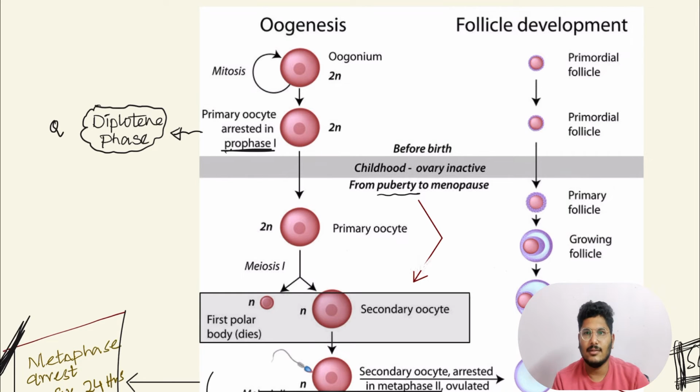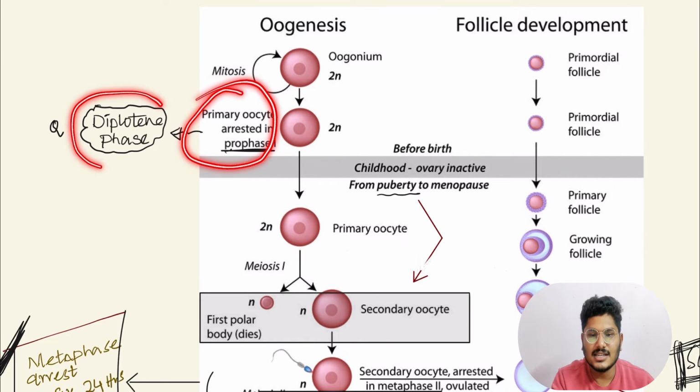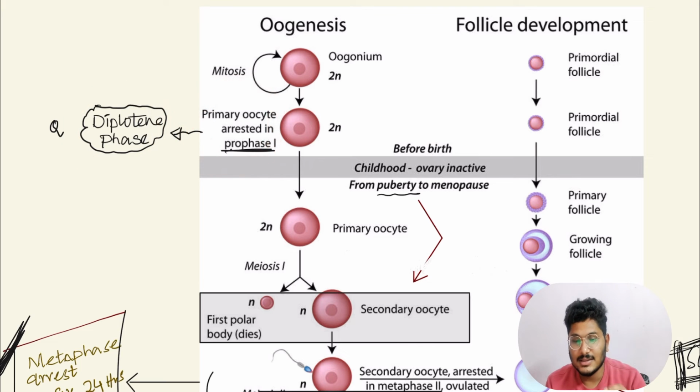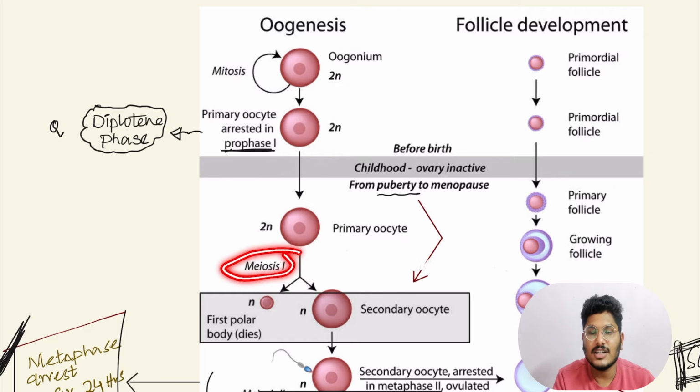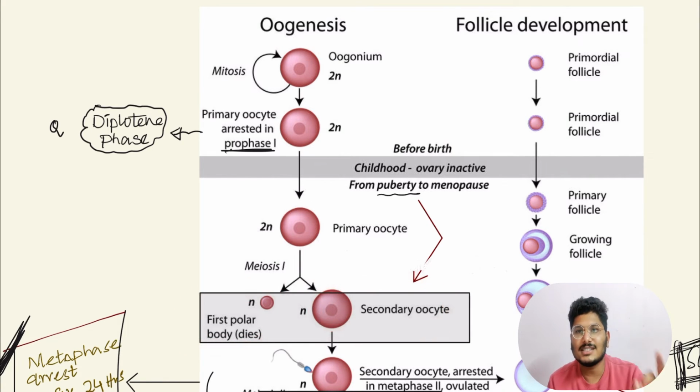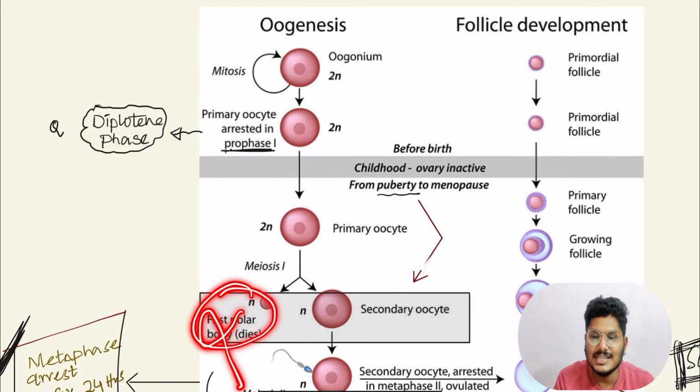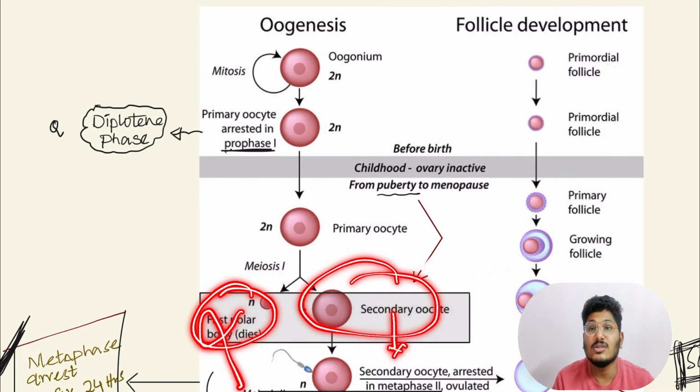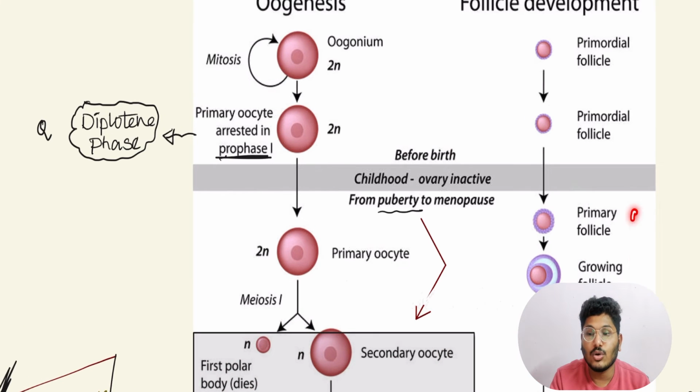Whenever puberty is happening, immediately the oocyte which is arrested at the diplotene phase of prophase 1 is released from its arrest and completes its first meiotic division, to form one secondary oocyte and one polar body, called the first polar body. This first polar body will degenerate, and the secondary oocyte undergoes the second meiotic division in the growing follicle.